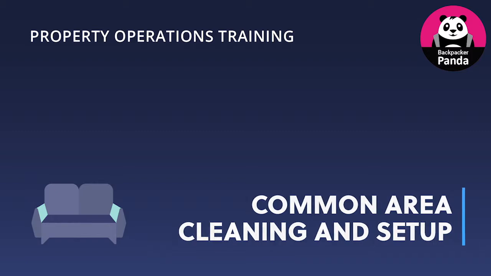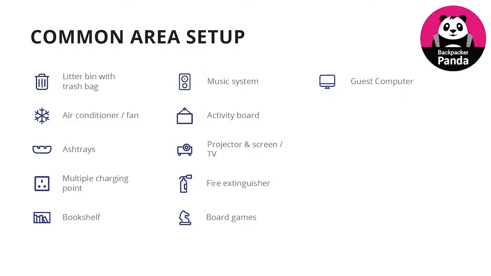The common area must include a litter bin with trash bags, an air conditioner or a fan, a few ashtrays, multiple charging points, a bookshelf, a music system, a projector and a screen or a TV, an activity board, a few board games, a guest PC, and a fire extinguisher.